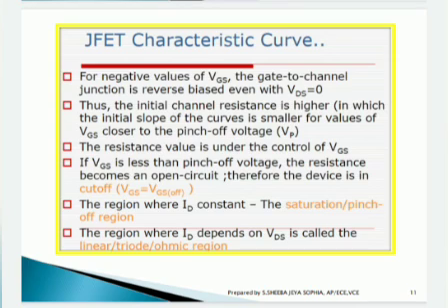The resistance value is under the control of VGS. If VGS is less than this pinch off voltage, the resistance becomes an open circuit. Therefore, the device is in cutoff. The region where ID is constant is the saturation or pinch off region. And the region where ID depends on VDS is said to be the linear, triode or ohmic region.